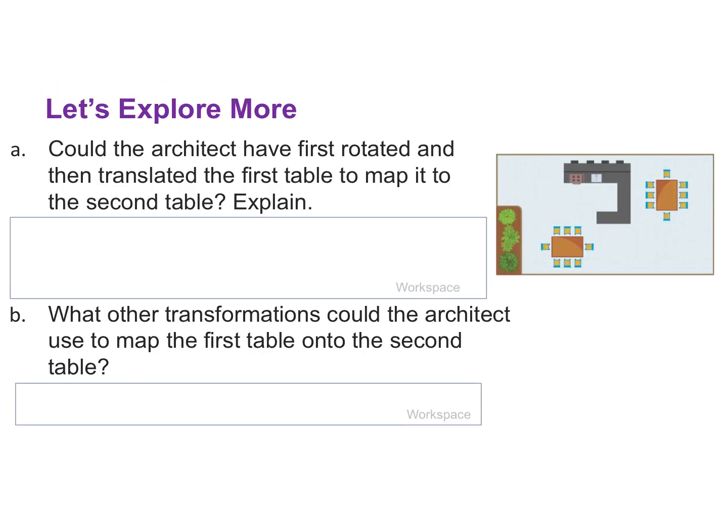So the question is, and maybe you want to try this, and again, we're on page 72: could the architect have first rotated and then translated the first table to map it and see if it's going to be the same? So I want you to grab a patty paper and try that. Can it be rotated, then translated to make it the same? Go ahead and answer that question and then come back to me.